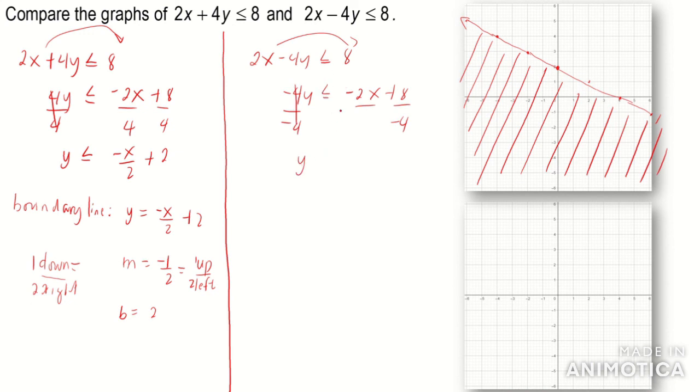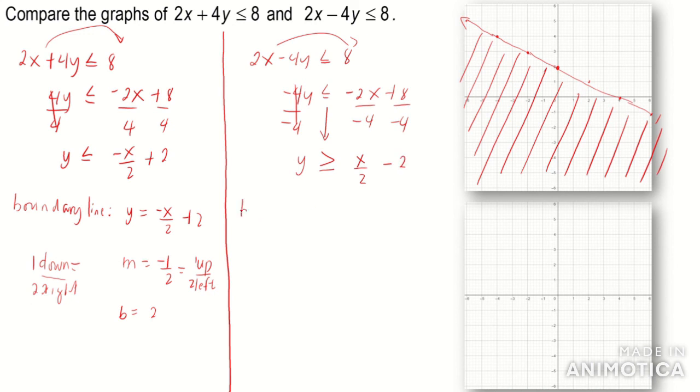Now what will happen to the inequality when both sides are divided by a negative? Always remember that when you divide both sides of the inequality by a negative number, the direction of the inequality will change. So from less than or equal to, it becomes greater than or equal to. Take note of the changes. Then we have negative 2 divided by negative 4, of course that is 1/2, so we have x over 2. Then 8 divided by negative 4 is equal to negative 2.